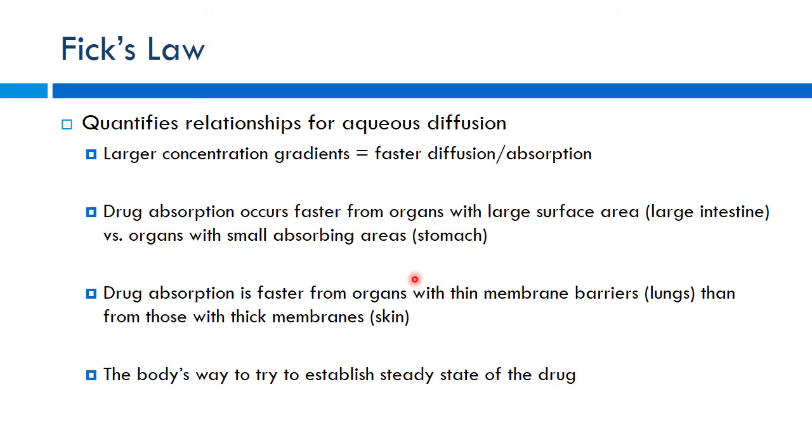I mentioned drug absorption is going to happen much easier through thin membranes. So the lungs are a really good example of a very vascular thin membrane that drugs can cross with relative ease, as compared to something like adult skin, which has a thick epidermis, and it's much more difficult for those molecules to cross. And basically, this is the body's way to try to establish a steady state for the drug. And we'll talk about what that is, but essentially steady state is that the amount of drug I'm putting into the system is equal to the amount of drug leaving the system. Okay, it's an equilibrium that we're going to be reaching here.